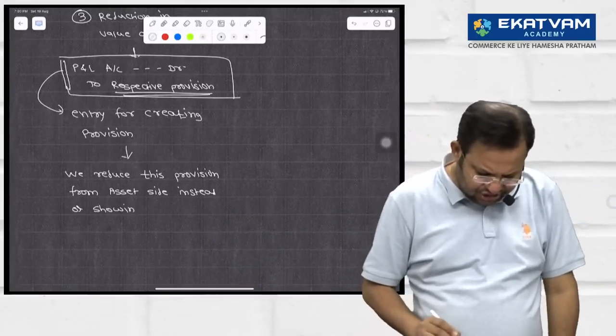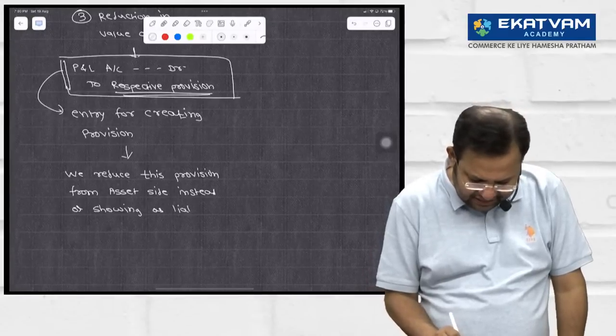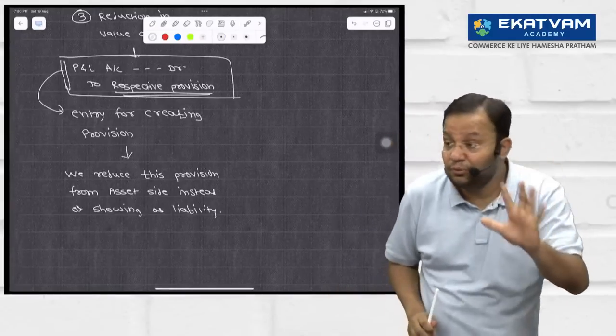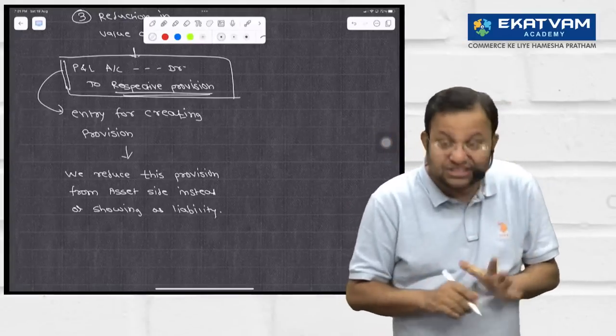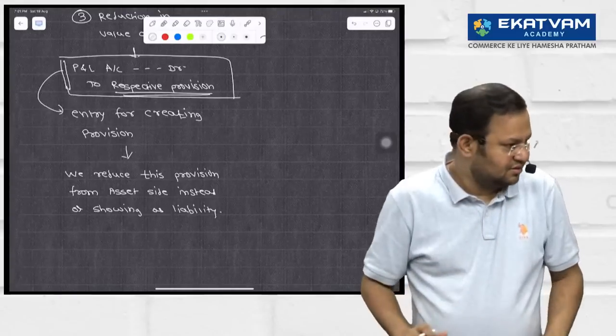This provision should be reduced instead of showing as liability. Do you understand this word? This is only one provision. We are not talking about this right now. This is provision for reduction in the value of. How do you create a provision?